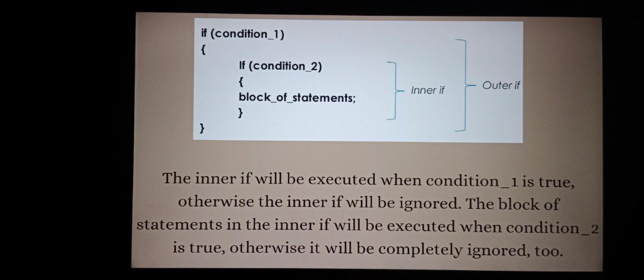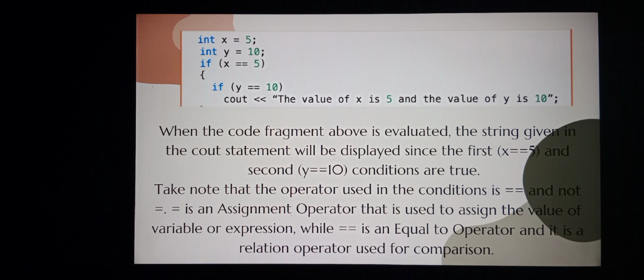The block of statements in the inner if will be executed when condition_2 is true. Otherwise, it will be completely ignored too. When the code fragment above is evaluated, the string given in the cout statement will be displayed since the first condition, x == 5, and the second, y == 10, are true.